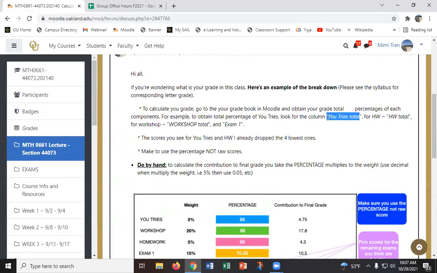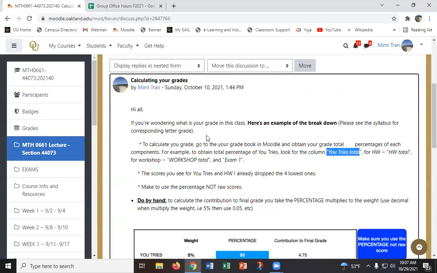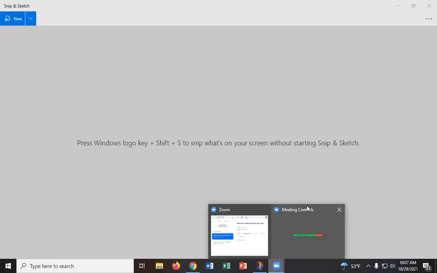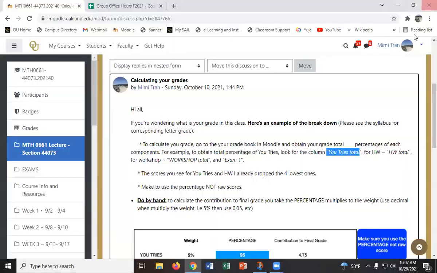Do you guys know how to look for these, like the you try total, homework total, workshop total? Does anyone not know how to do this? Let me see.